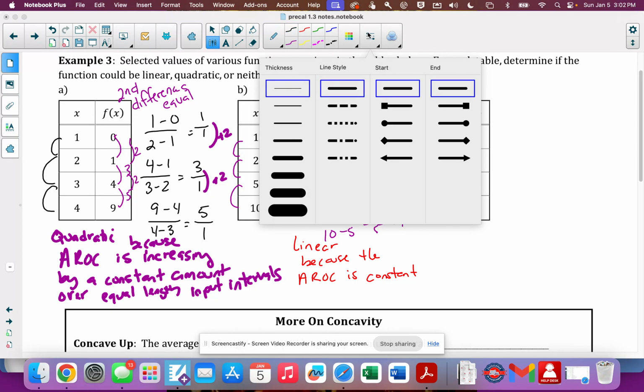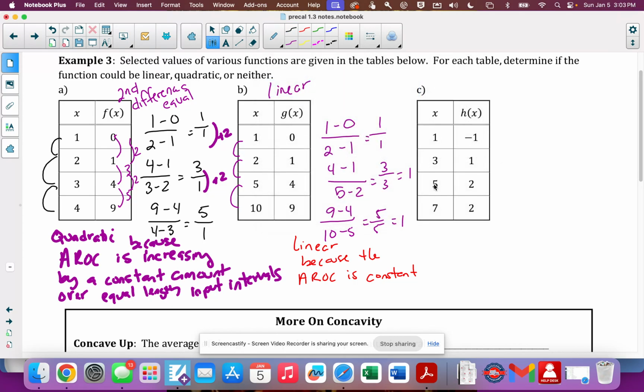All right, last one. So again, these are equal length intervals, right? From 1 to 3 to 3 to 5, 5 to 7, same length. So I'm going to go ahead and just do this one by differences. So, and again, I'm subtracting. -1 minus 1 is -2. 1 minus 2 is -1. 2 minus 2 is 0. Obviously not linear, right? They're not constant. So let's try the second differences and see what we get. So what is -2 minus -1? Well, -2 minus -1 should be -1. And then -1 minus 0 should also be -1.